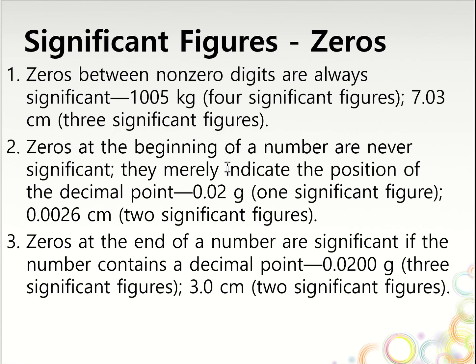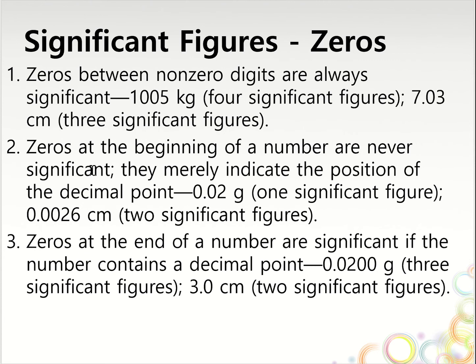And so if we have a value such as 1005, the 2 zeros here that are between non-zero values are always significant. So here we count 1, 2, 3, 4 significant figures. We have another 0 here that is between two non-zero values, and so we have three significant figures, 1, 2, and 3.